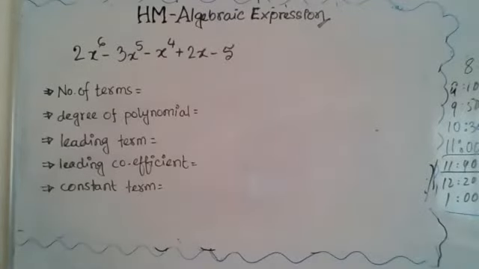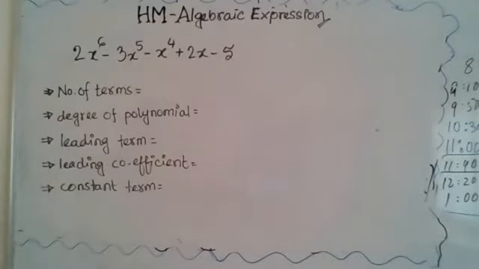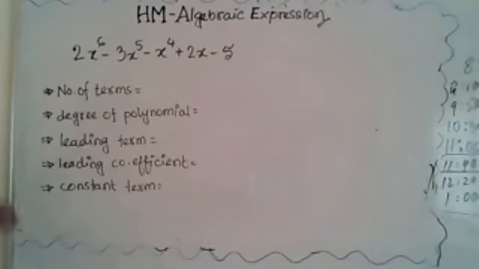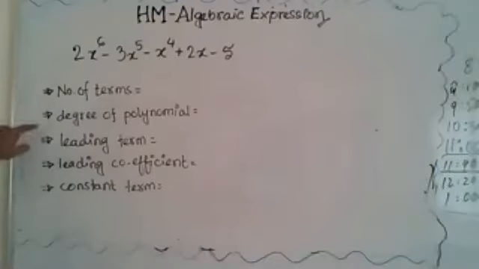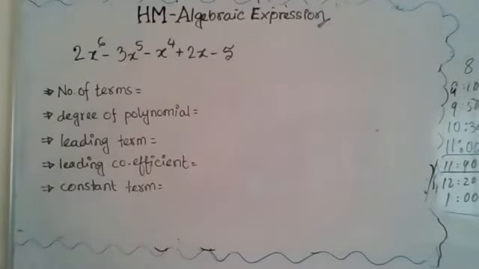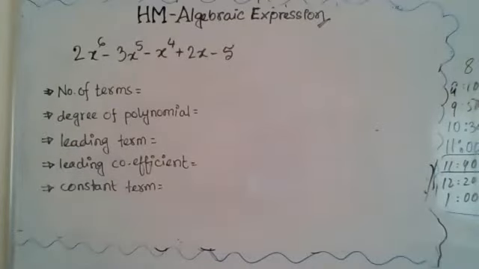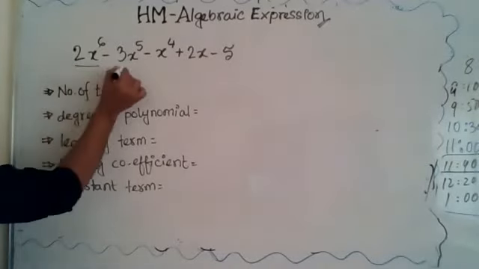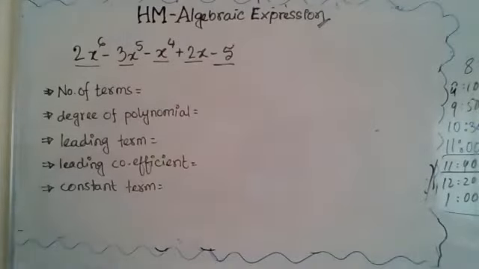Now we are going to start the chapter algebraic expression, right? So as you can see, this is an algebraic expression. For this algebraic expression, we will learn how to find out these 5 points: 1, 2, 3, 4, 5. Now, number of terms. How many terms are there? See, this is 1 term, 2, 3, 4, 5. Total 5 terms are there. The number of terms is 5.